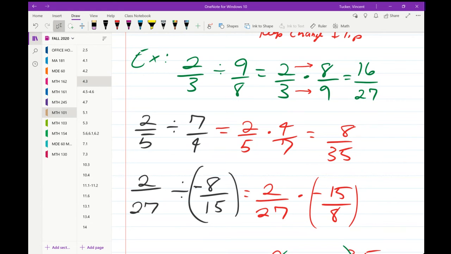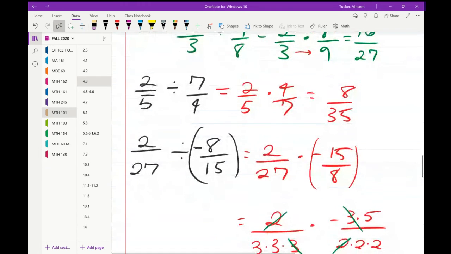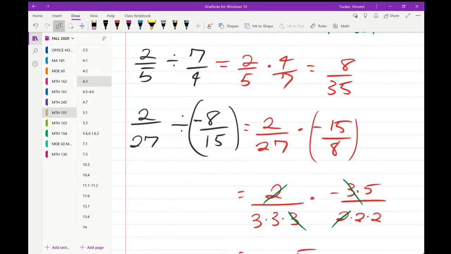2/27 divided by -8/15. Once again, 2/27 stays the same. Division changes to multiplication. -8/15 changes to -15/8. Multiply across. Well, I went ahead and reduced first. I broke down 2, which stays the same. I broke down 27 into 3 times 3 times 3. 15, I broke it up into 3 times 5. And then 8 is 2 times 2 times 2.